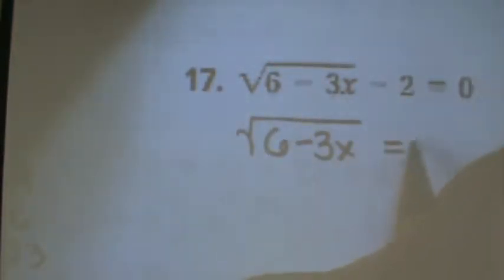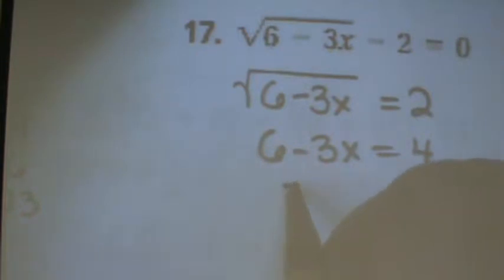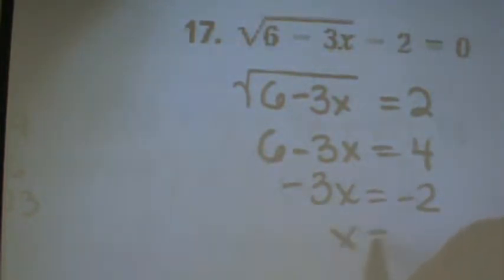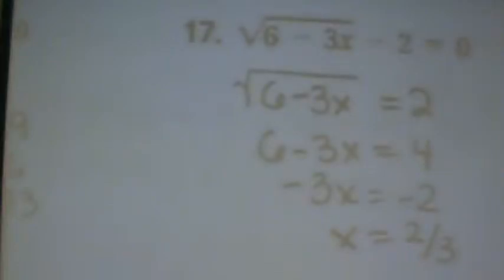Number 17, add 2. Square both sides. Subtract 6. Divide by negative 3, and you should get 2/3. Good.